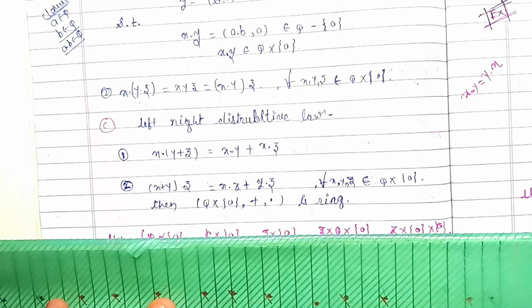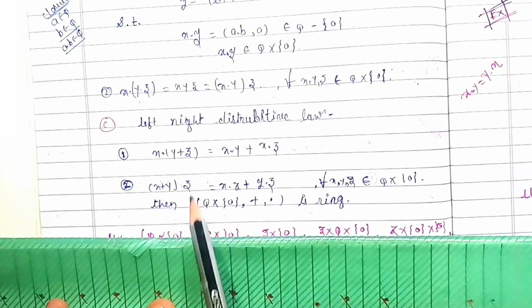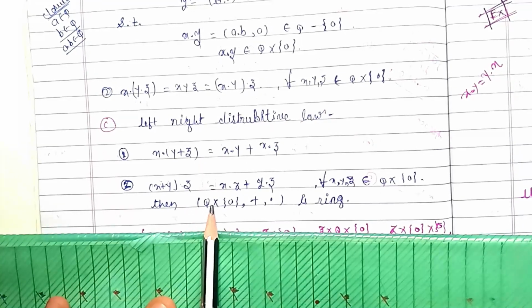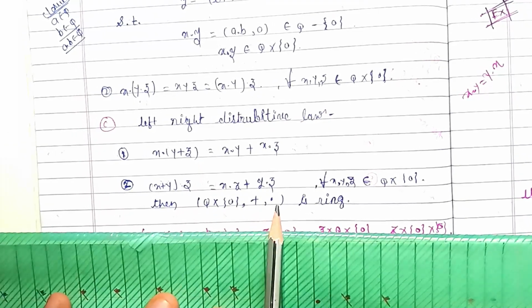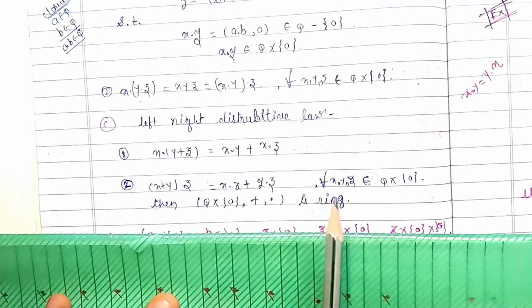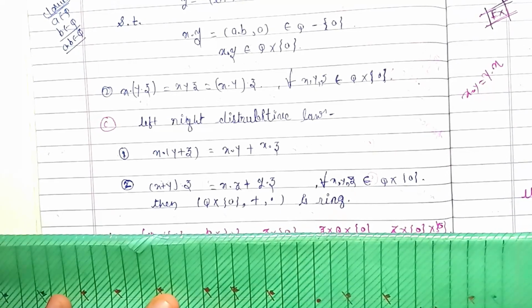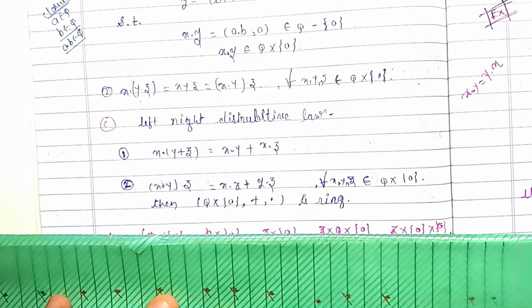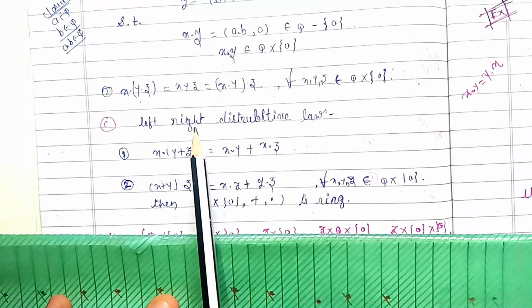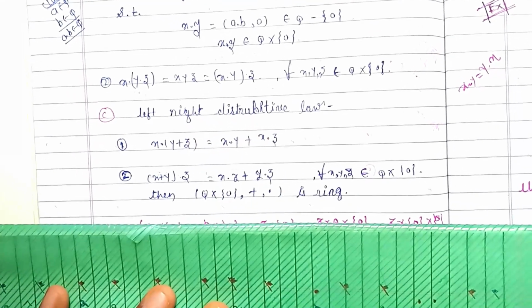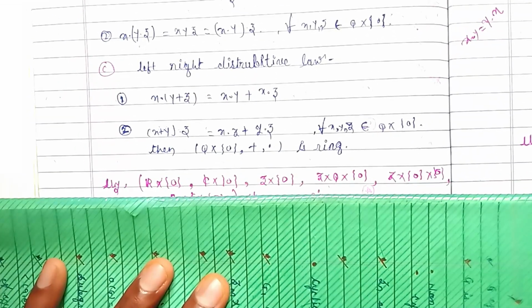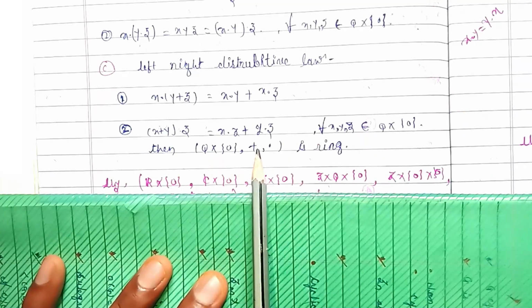It is an easier calculation. We only have to follow the operation between two ordered pairs. So if all the properties hold here, then we say that Q cross singleton 0 under addition and multiplication is a ring. So what I have done here: first I proved Q cross singleton 0 under addition is a group. Thereafter I proved Q cross singleton 0 under multiplication is a semigroup. And at the end I proved that the distributive law holds. If it holds for these three properties, then we say that our Q cross singleton 0 under addition and multiplication is a ring.